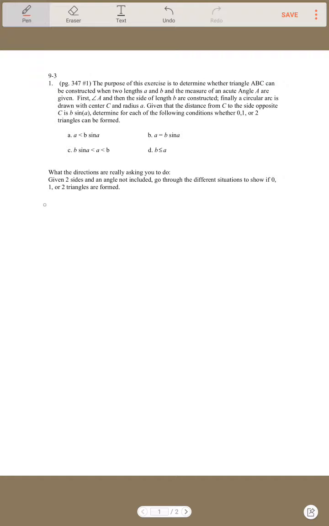So we're going to draw angle A. Here's angle A, and side length B. So we'll call this side length B there. Finally, a circular arc is drawn with center C and radius A. We're going to put angle C right there, and its radius is going to be this side length of A, since we see A is opposite its actual angle A.